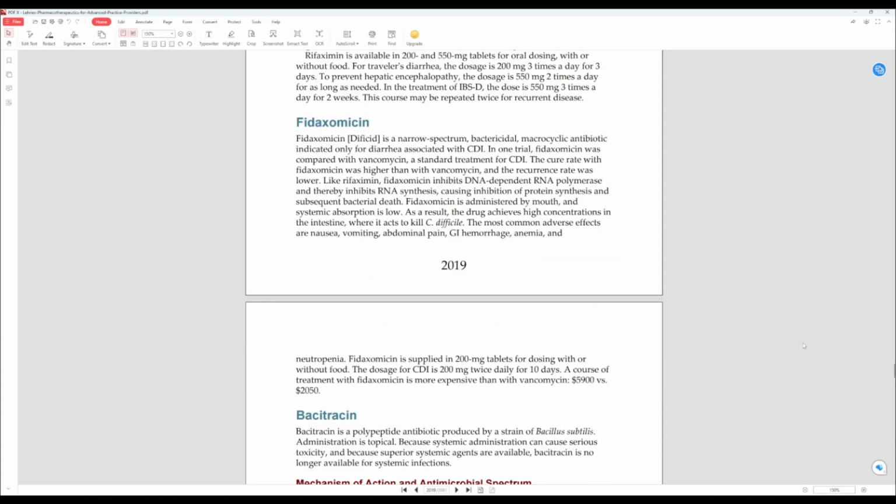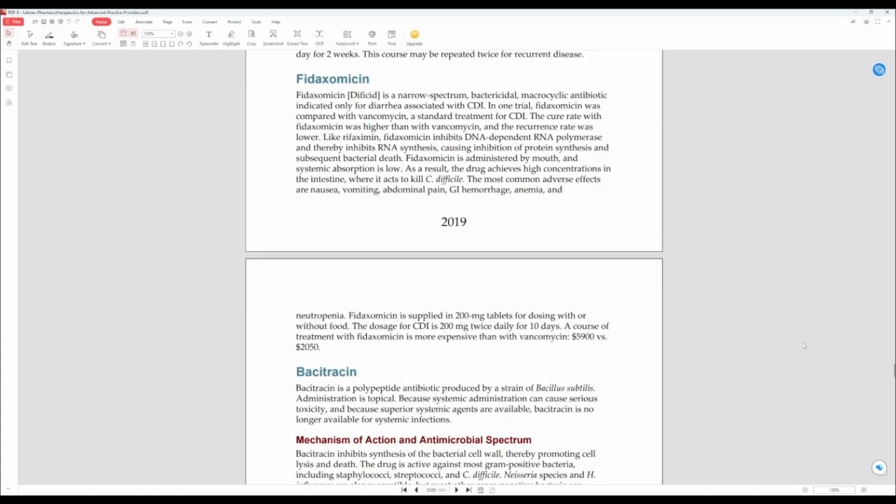Which brings us to fidaxomicin. Fidaxomicin, or Dificid, is a narrow-spectrum bactericidal macrocyclic antibiotic indicated only for diarrhea associated with C. diff. In one trial, fidaxomicin was compared with vancomycin, the standard treatment for C. diff. The cure rate with fidaxomicin was higher than with vancomycin, and the recurrence rate was lower.